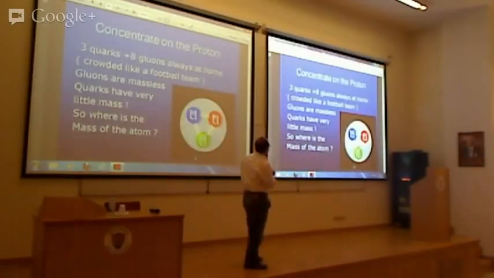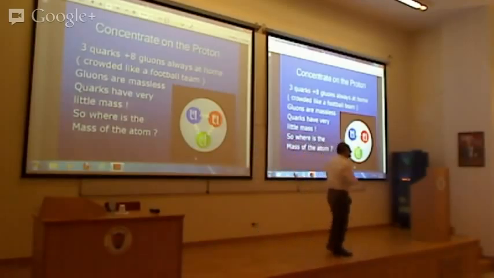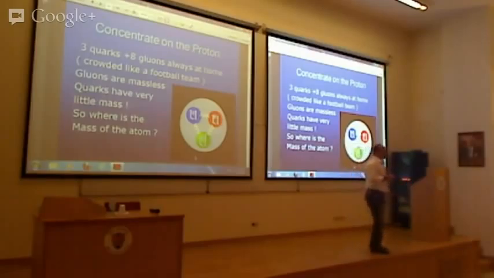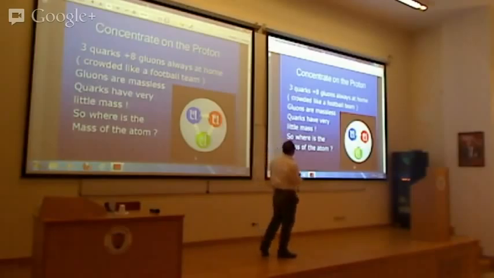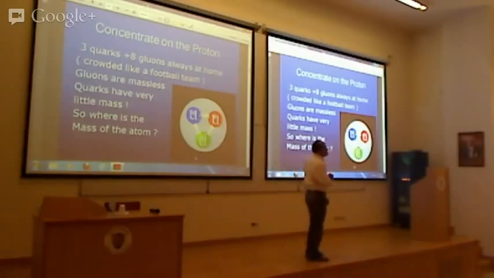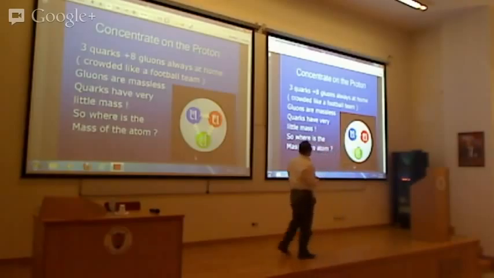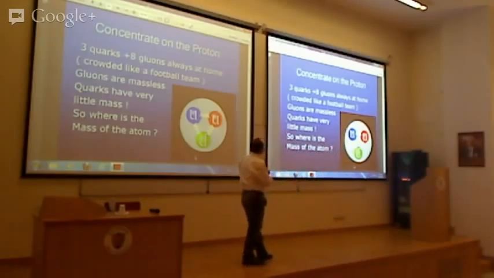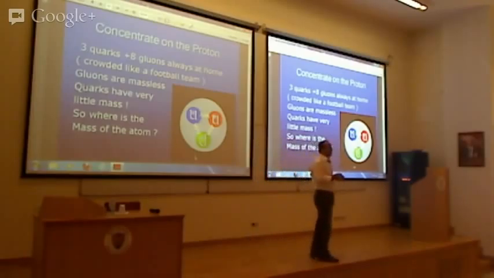The proton basically has 3 quarks and 8 gluons. They are always at home, meaning there are other things that pop up and disappear, but these guys are always there. You can remember 11 from the football team. There are 11 members inside a proton. And basically, the proton is also empty space, because quarks are point-like, and gluons are also point-like. By the way, quarks have very little mass. These are known from scattering experiments, okay?